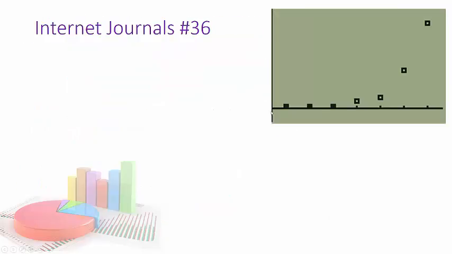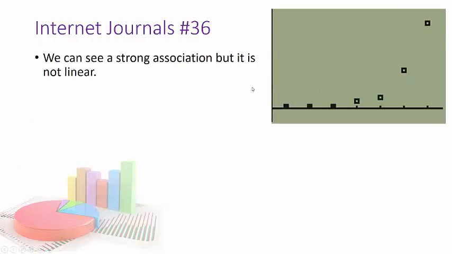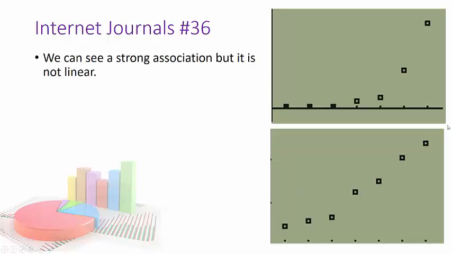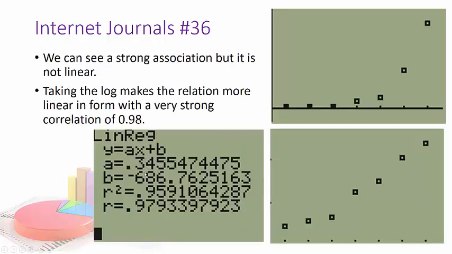So in this example, we could see initially with the original data, we had a very curved pattern. There was definitely a pattern. There's definitely an association. It's just not linear. So we take the logarithm of the data, creating a new list, and you can see when we run the correlation, it's very strong at 0.98.